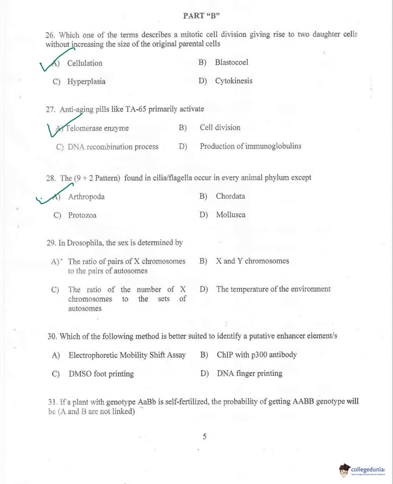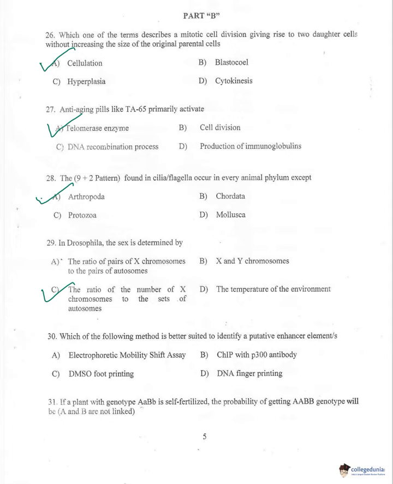Question number 29. In Drosophila, the sex is determined by A, the ratio of pairs of X chromosomes to the pairs of autosomes, B, X and Y chromosomes, C, the ratio of number of X chromosomes to the sets of autosomes, D, the temperature of the environment. The correct answer is option C, the ratio of the number of X chromosomes to the sets of autosomes.